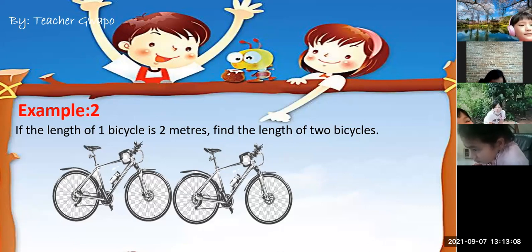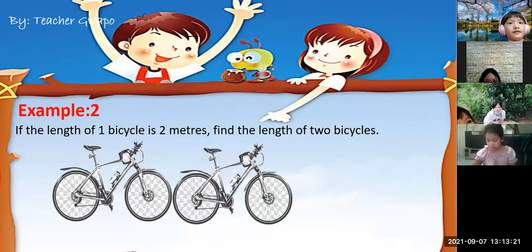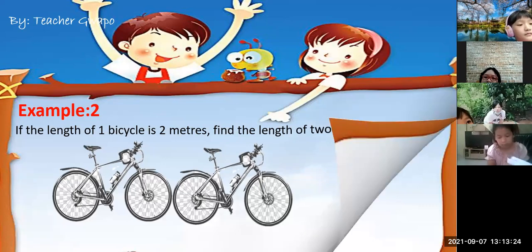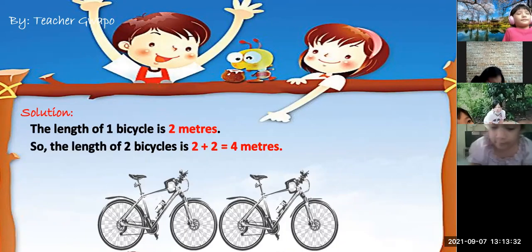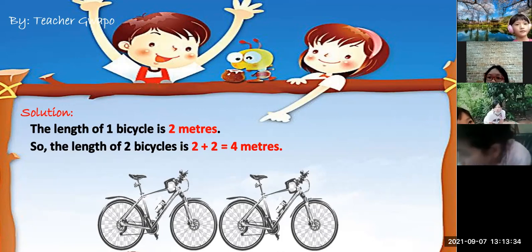Okay, thank you so much. What are we going to find here, John? We will find the length of the 2 bicycles. Oh, very good. We will find the length of 2 bicycles. How to find it? First, we need to write here. The length of 1 bicycle is 2 meters. So, the length of 2 bicycles is equal to 2 plus 2 is equal to 4 meters. So that's it. It's very easy.